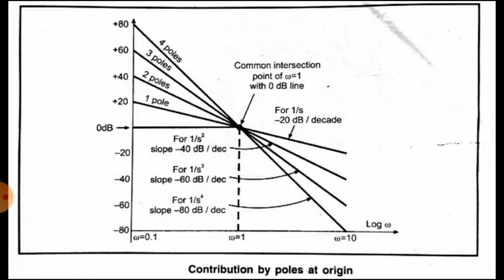So that is shown in a diagram. These are the guidelines that are used for plotting. Now, for the contribution by zeros at the origin, the slope is sloping in an upward direction, so it is a positive slope. For 1 zero at the origin, the slope will be plus 20 dB per decade.